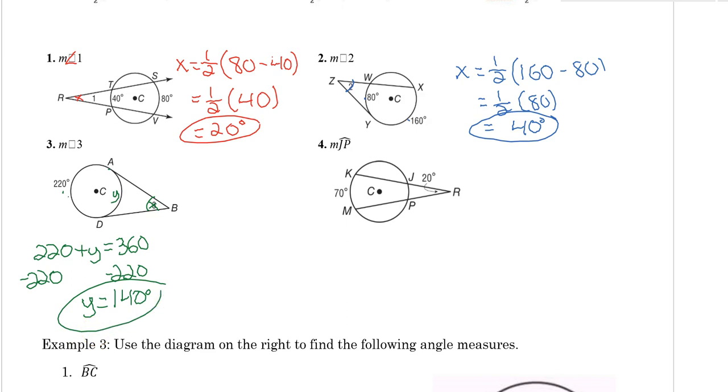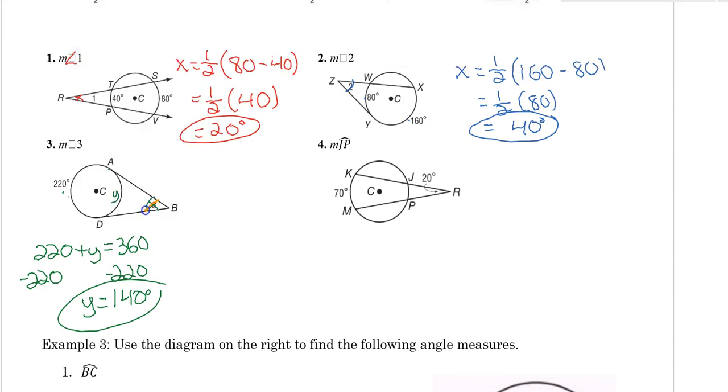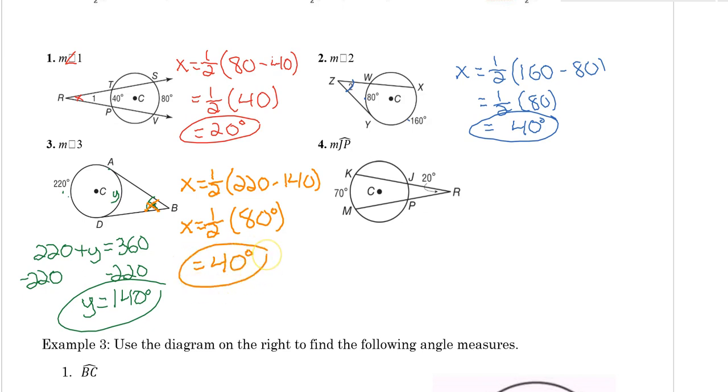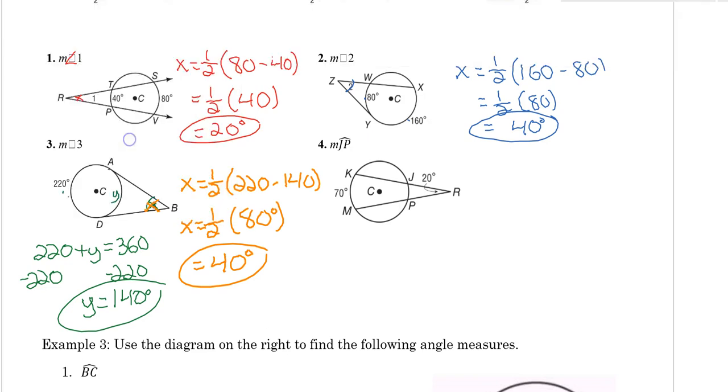For y. Now we need to solve for x. Then it's just the same. X equals 1/2 times 220 minus 140. 220 minus 140 is 80 degrees. Again, this is another one that's 40 degrees. So again, we're still sometimes using that circles are 360, all of those other rules we've learned. For our last one, now it's just giving us a different piece of information.